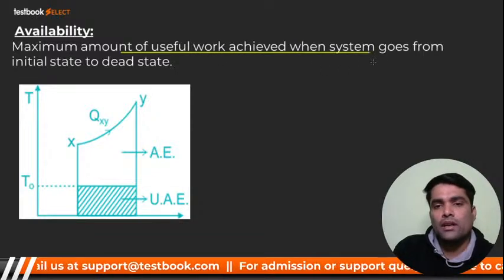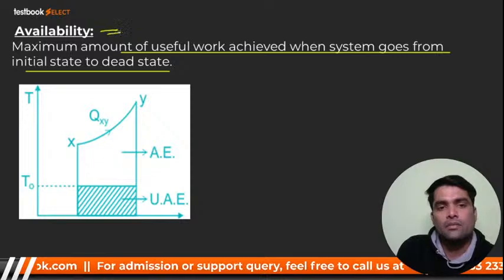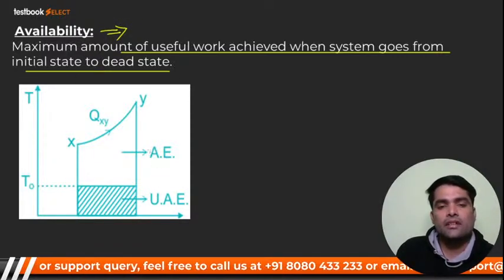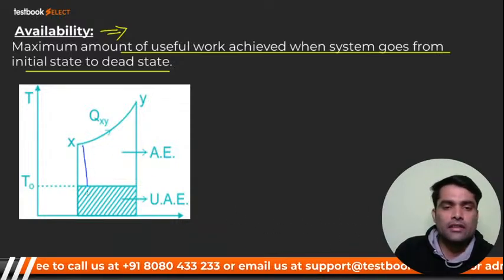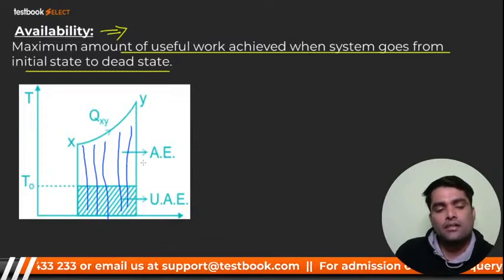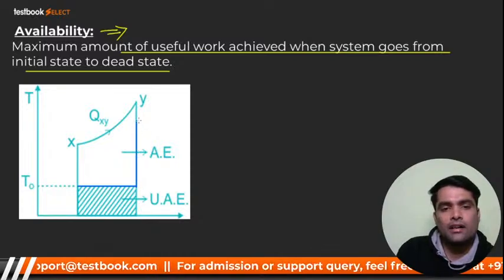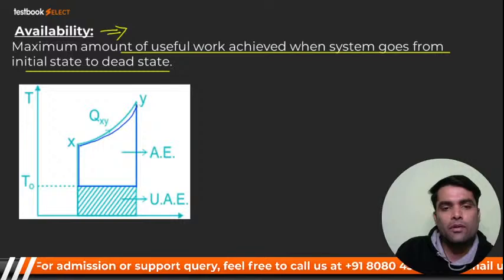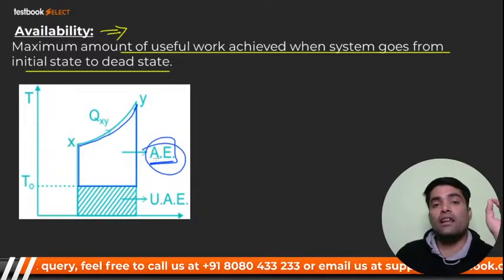Maximum amount of useful work achieved when the system goes from initial state to dead state, that is nothing but what, my dear? Availability. उसी को क्या बोलते हैं? Availability. और यहाँ पे वही चीज दिखाई हुई है, TS diagram. You can see the total amount of energy will be like this. ये पूरा का पूरा amount of energy है. But in that, my dear, only this part is useful part, right ना? यही part हमारे पास useful part है. And remaining part is nothing but what, my dear? That is unavailable form of energy, right? So I hope you got it. So that's why heat is low grade of energy.